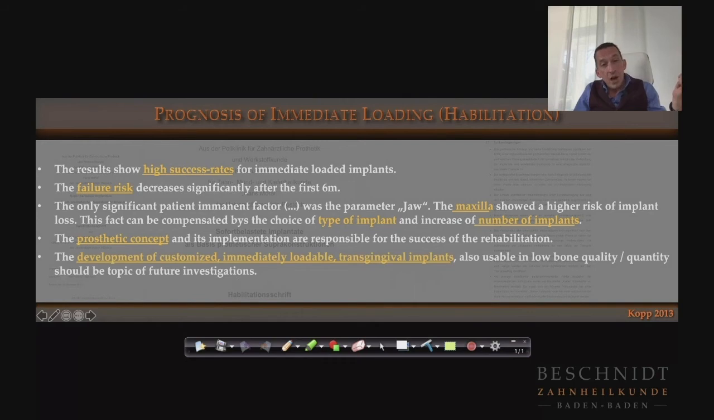And the development of customized, immediately loadable and transgingival implants should be a topic of future investigations. You see, this was mentioned in 2013. Now we have 2020, and I think Camlog could bring us a nice implant which makes it possible to do immediate loading even in soft bone, even in less bone.